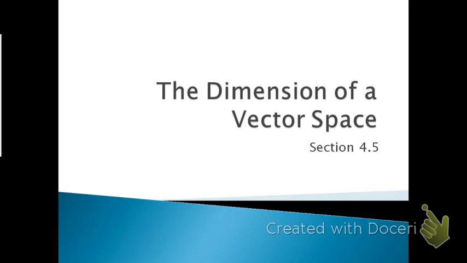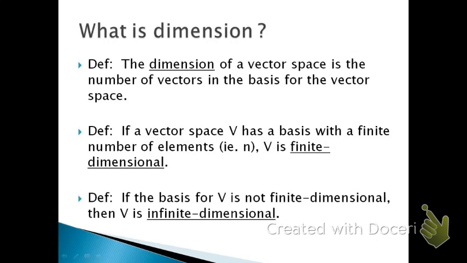In section 4.5, we will talk about the dimensions of a vector space. We say that the dimension of a vector space is just the number of vectors in the basis for the vector space. If a vector space has a basis with a finite number of elements, we say that V is finite dimensional. And if a basis is not finite, then it is infinite dimensional.